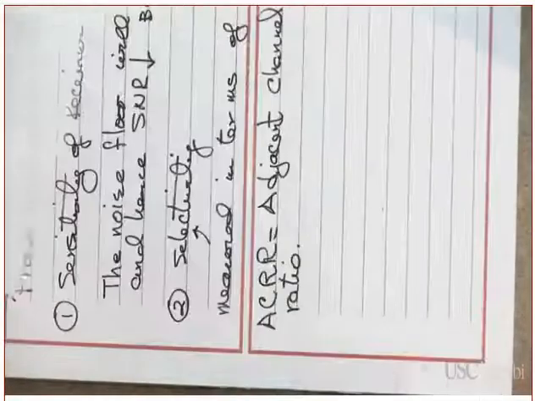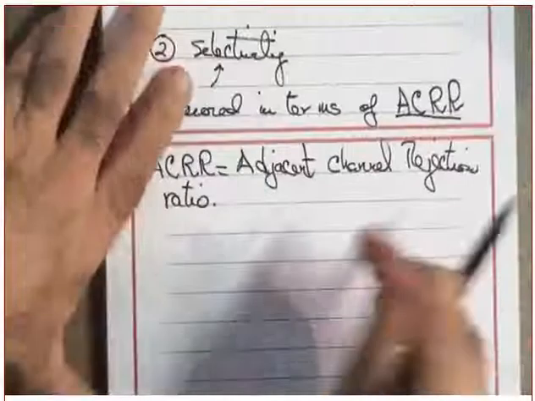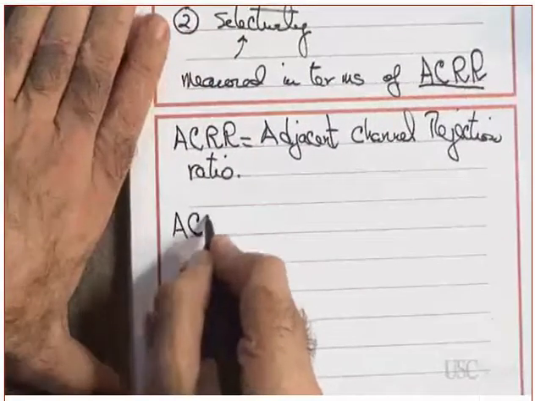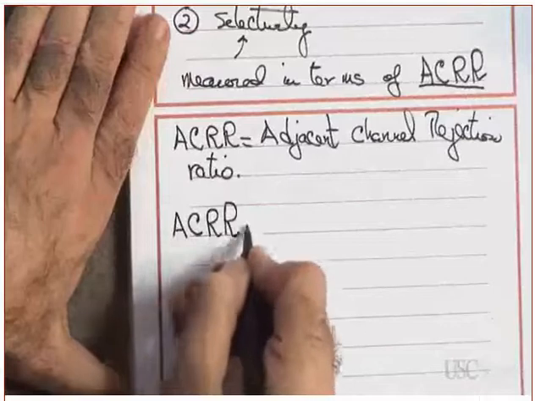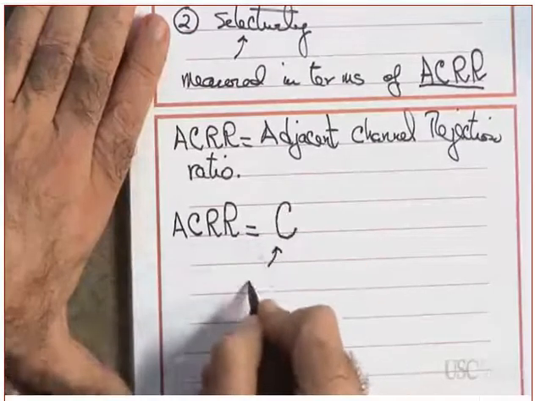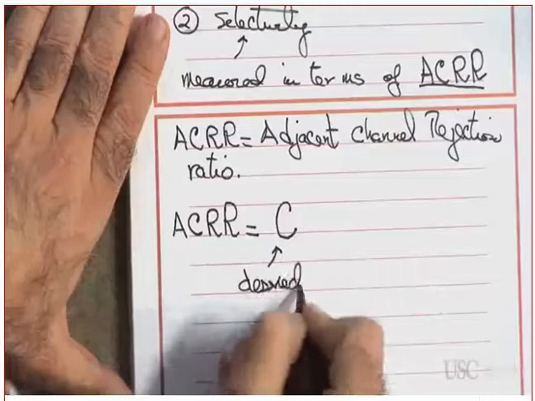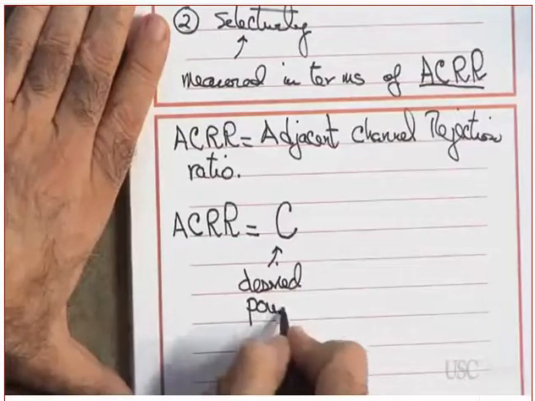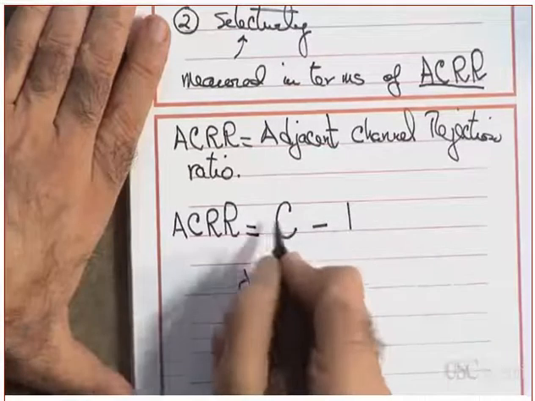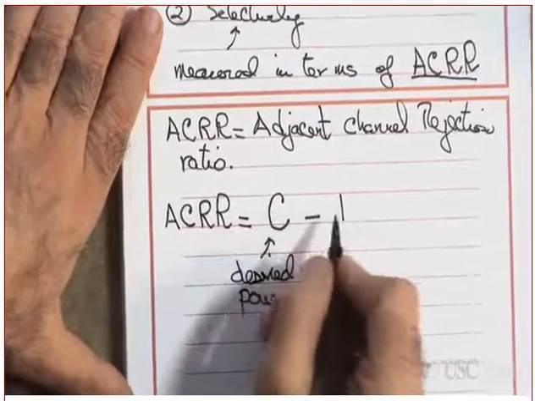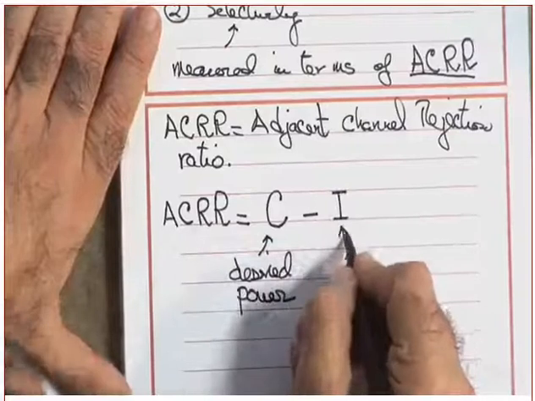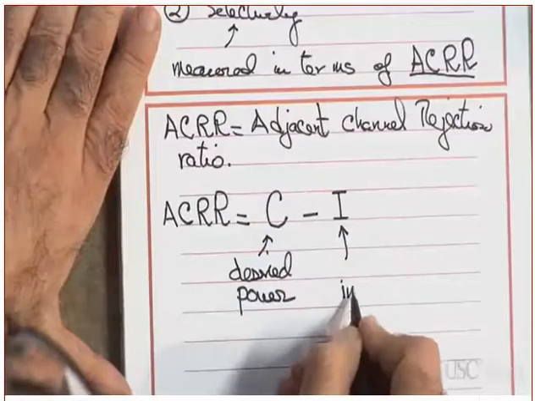And let's see if you got my point. If you got my point, it means you should be able to answer me. How do I measure ACRR? ACRR is equal to C, which is the desired power, minus I. By the way, everything is in dB. Everything is dB. That's why it's minus I. What is this I? That's the interference power.